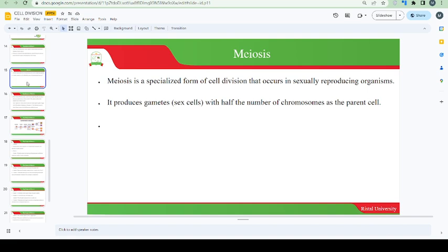Let's look at meiosis. Meiosis is also another form of specialized cell division that occurs in sexually reproducing organisms. Meiosis is responsible for the production of gametes, that is the sex cells, with half the number of chromosomes as the parent cell.